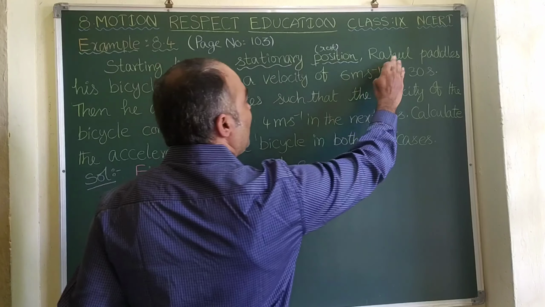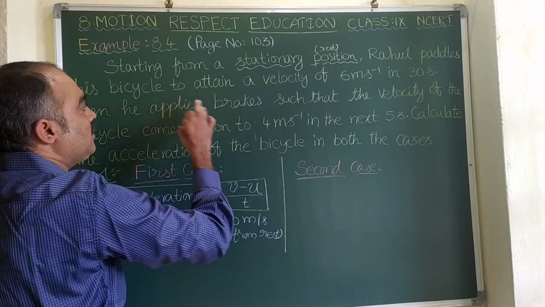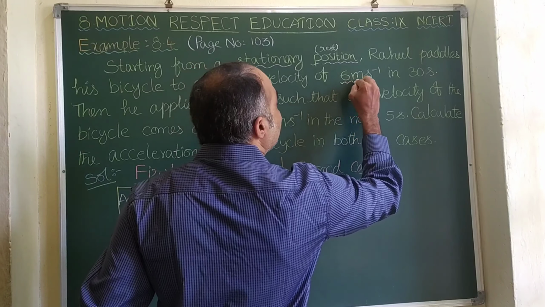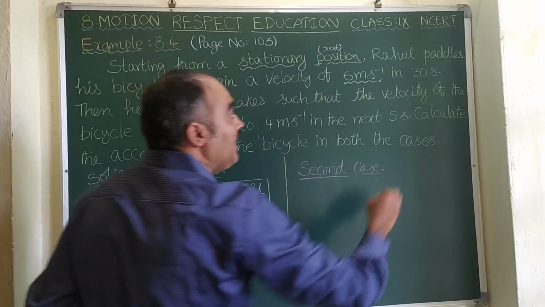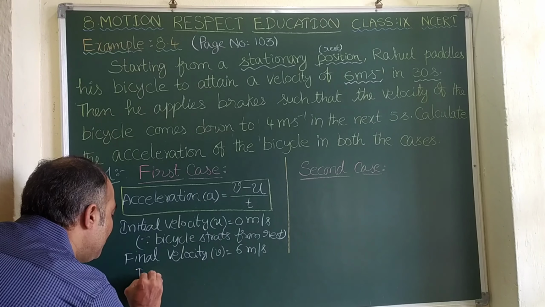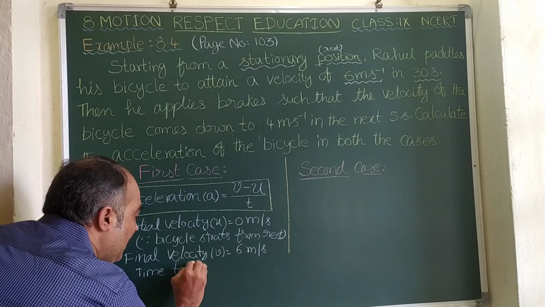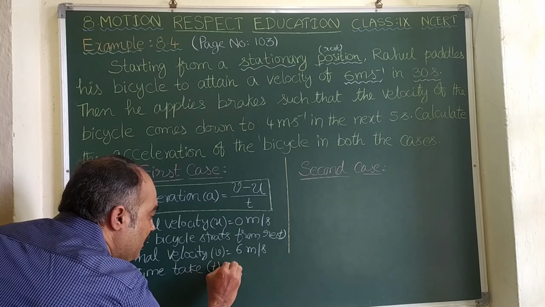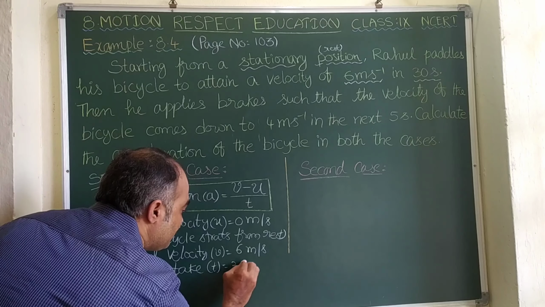There is a boy named Rahul. He pedals his bicycle to attain a velocity. So he reached this velocity in this much time. How much velocity was attained? 6 meters per second. That will be the final velocity in this case. So here let us write final velocity, denoted by small v, is 6 meters per second. Time taken to attain this velocity, denoted by small t, is 30 seconds.